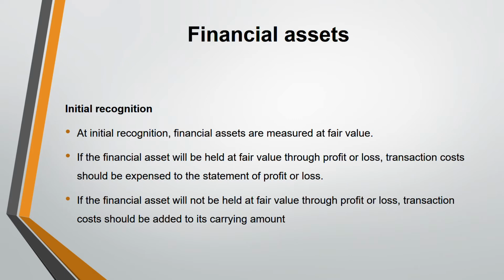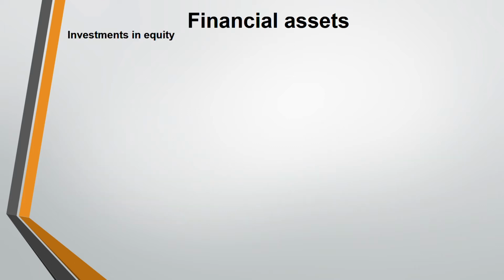This is similar to financial liability, but the difference is in the next one. If it is not held at fair value through profit and loss, then transaction cost is added to the carrying amount. In the financial liability, it was deducted. Here it is added to the carrying amount. So this is the difference. The other two points are the same for financial liability also. Now we are moving to the subsequent remeasurement.